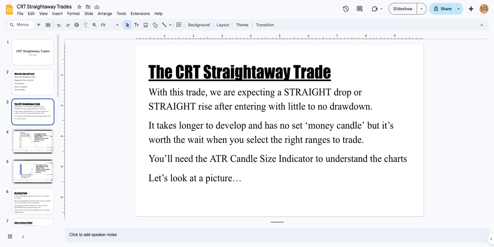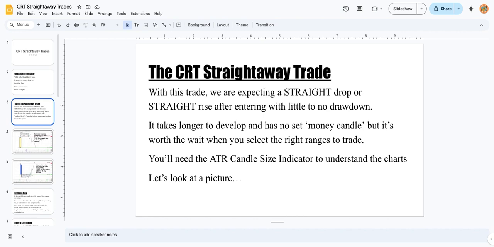The candle range theory straightaway trade is something that will definitely help you catch those moves that are going to move in a straight line. That is the expectation. You're not expecting a whole bunch of chopping around or consolidation. This is for folks that want to get straight to profit as soon as possible.